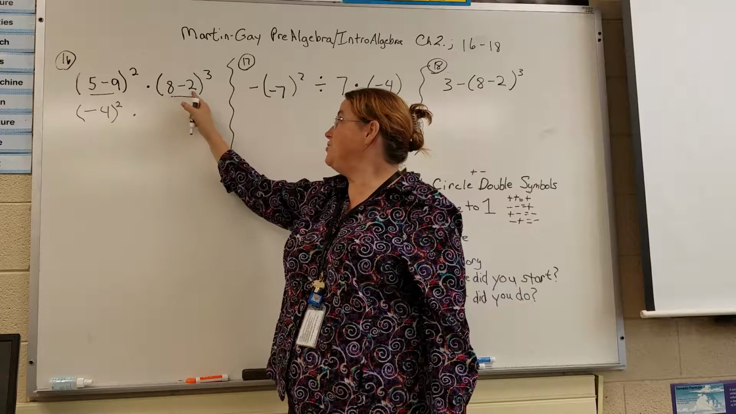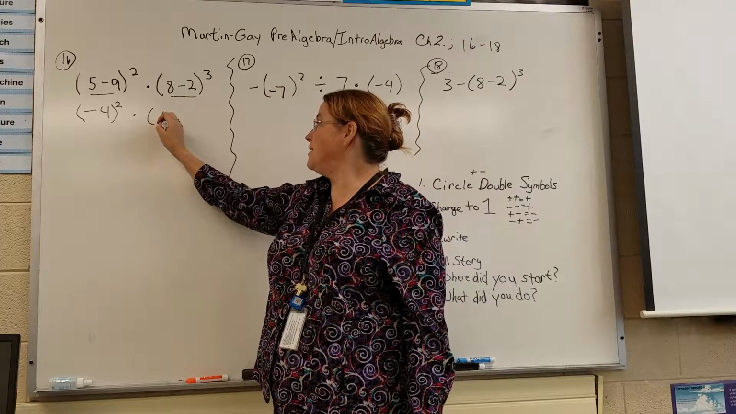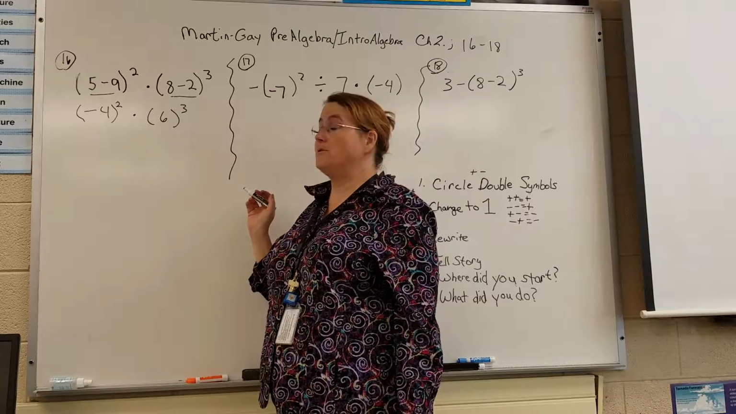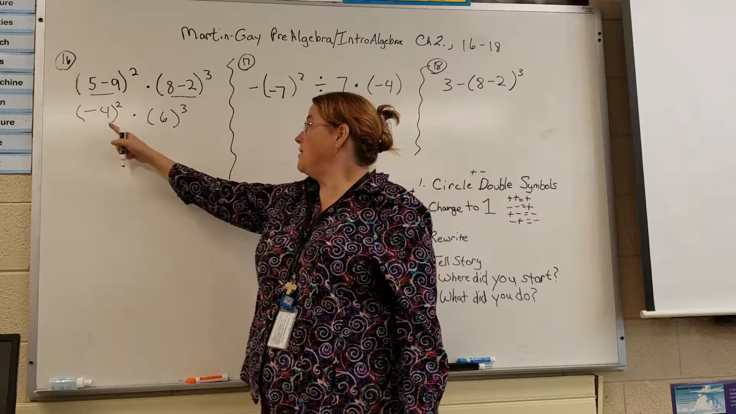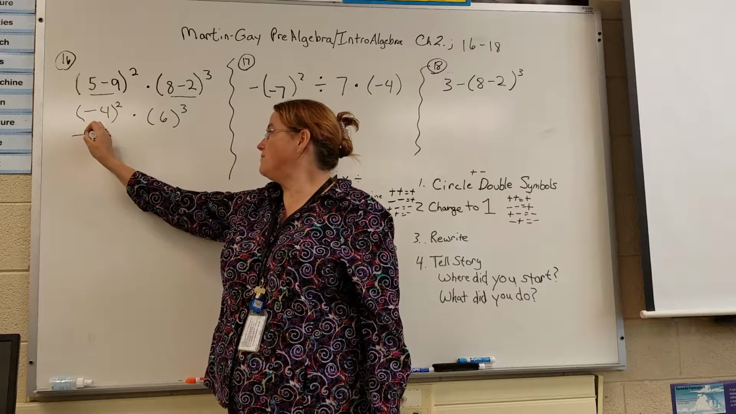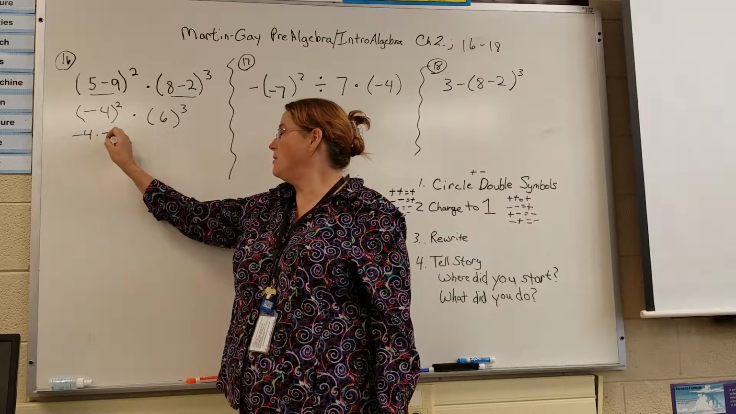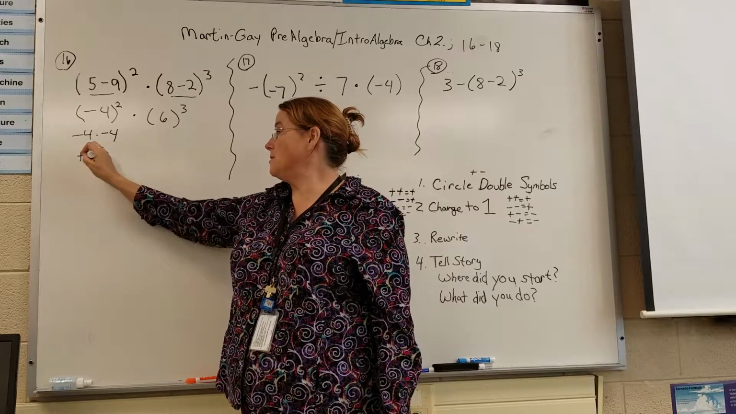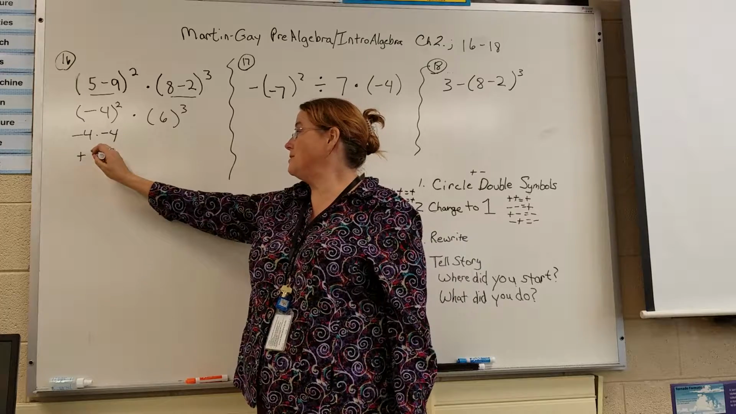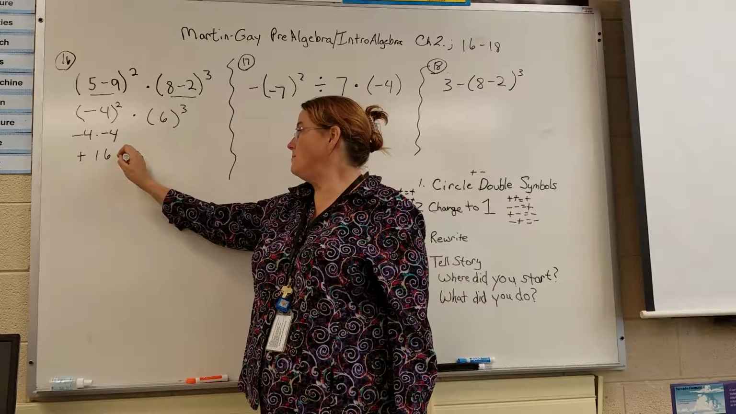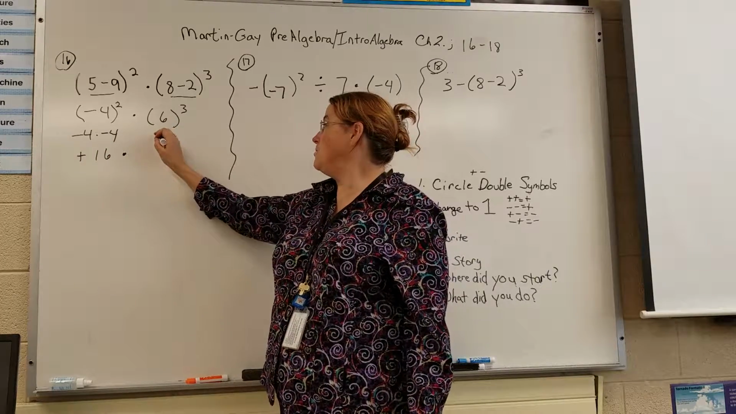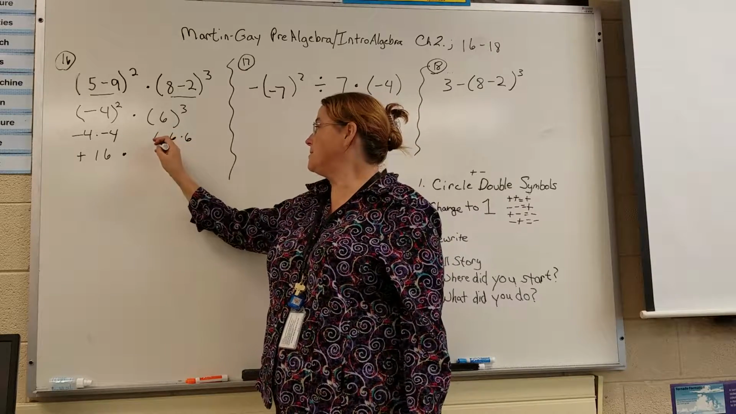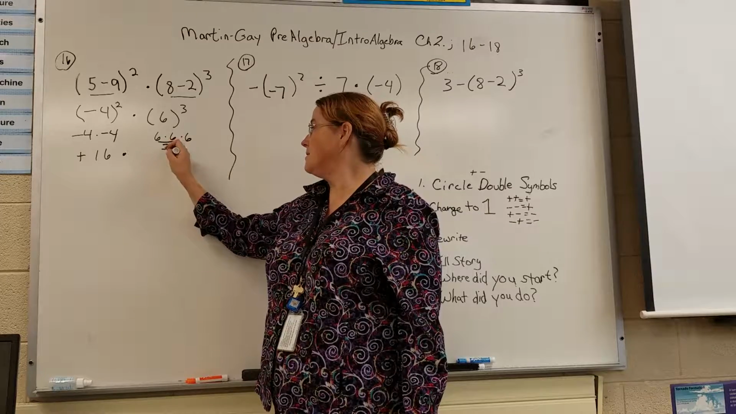If you have 8 and you take away 2, that gives you 6, and you're going to cube that. So our next step is our exponents. Minus 4 squared means minus 4 times minus 4. Minus times a minus, if you remember, is a plus. 4 times 4 is 16. Times 6 cubed means 6 times 6 times 6. 6 times 6 is 36.